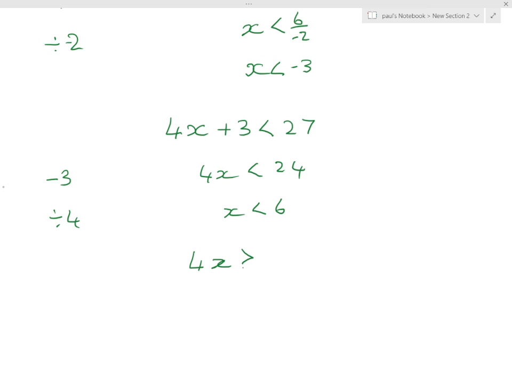4x is greater than or equal to 18 minus 2x. Now we've got x's on both sides. So what we're going to do, let's add 2x, then it gets rid of the minus sign. So we'll add 2x to both sides. So that becomes 6x and 18. And then divide by 6. This x is that way. 6 is into that, go 3.